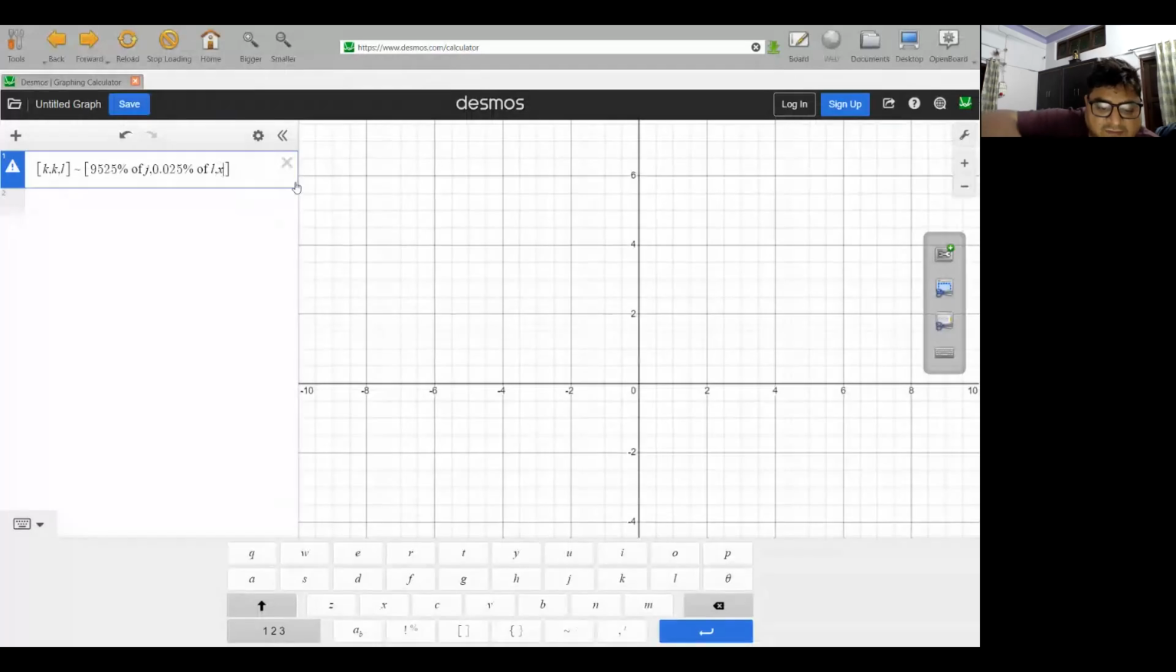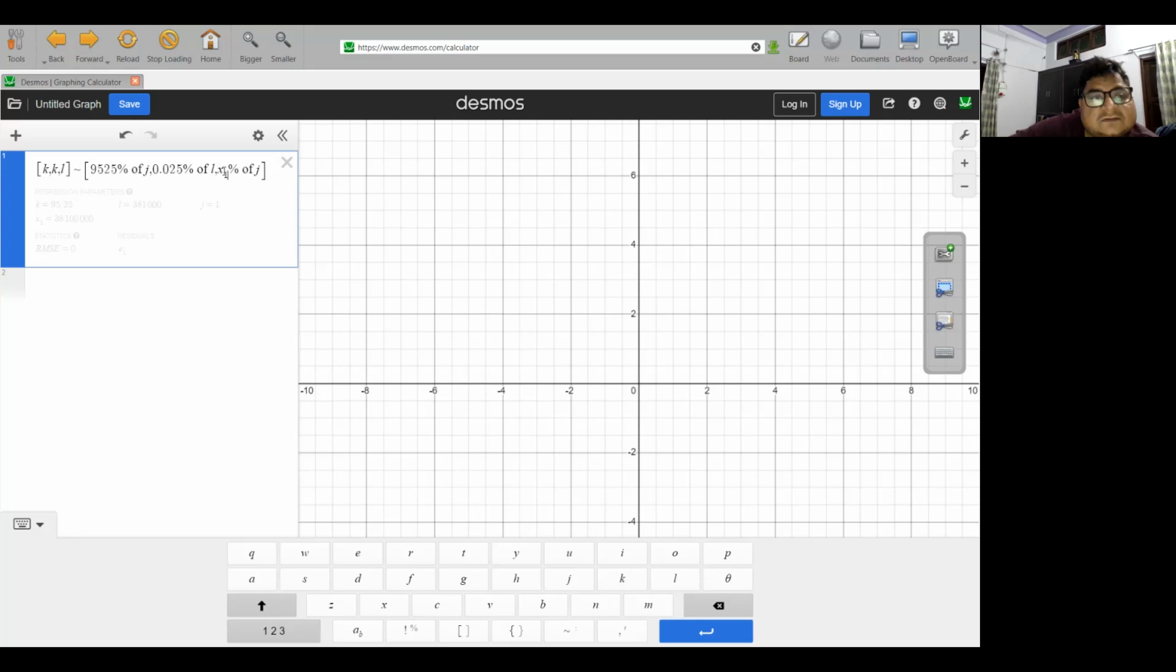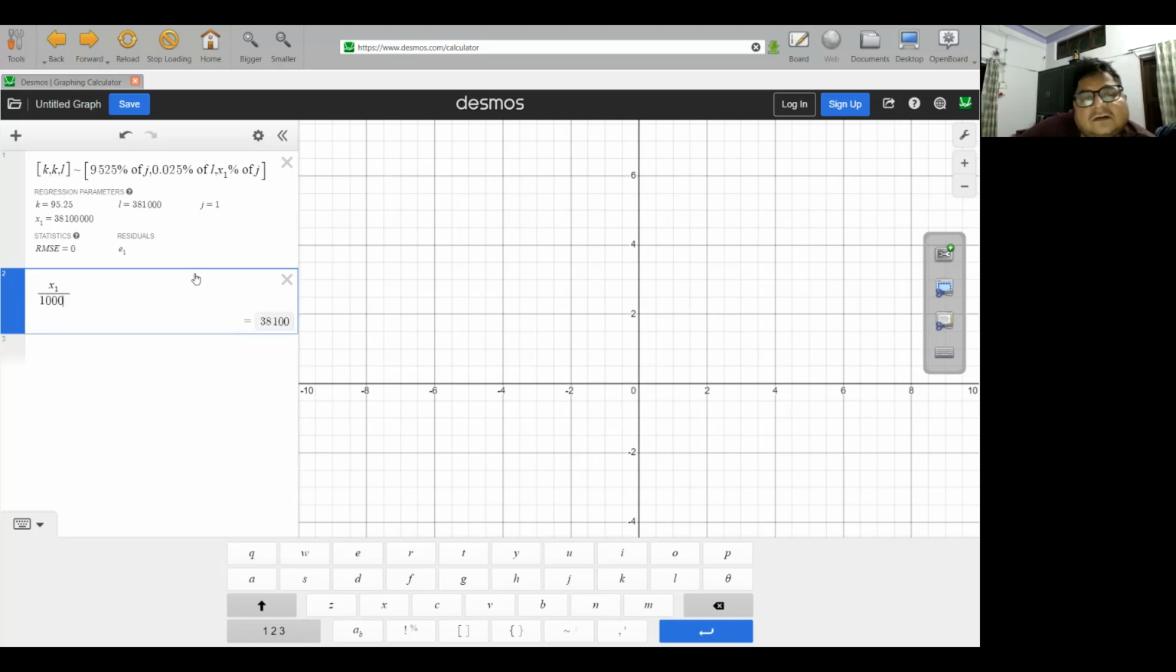So x% of J. Now you can see they will give you an error. Why? Because the system, when you are using the regression symbol, you need to write x1, not x. You can see they will give you these values. So the value of k is 95.25, j is 381,000, L x1 is this, and what they are asking is x1 by 1000. 38100 will be the answer for this. Anyone has any doubt?